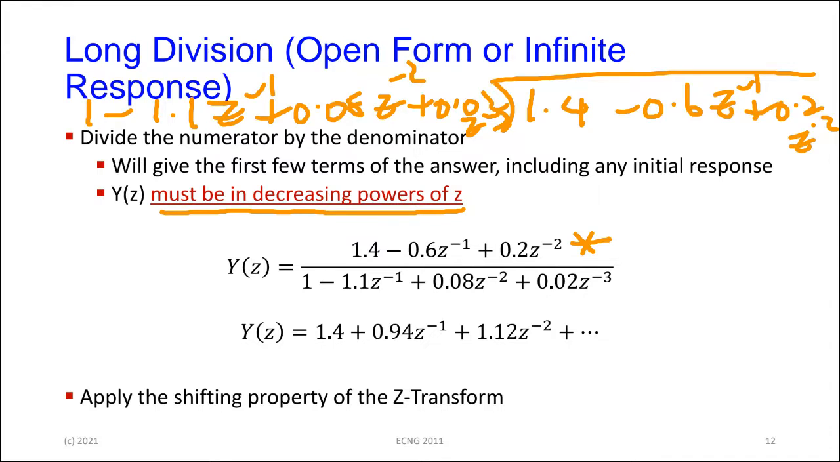So you're looking at this one. To get 1.4, I have to multiply this entire thing by 1.4 here. So if I multiply by 1.4, that is going to give me 1.4, right, minus 1.4 by 1.1 z minus 1, plus 0.08 by 1.4 z minus 2, and so on. And then you subtract, just like your long division. And you're going to get something with some k, z minus 1, and z minus 2, etc.